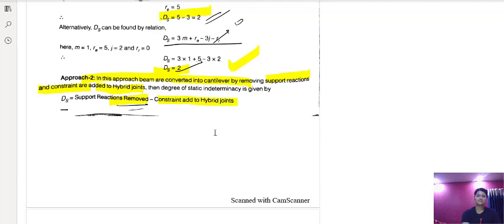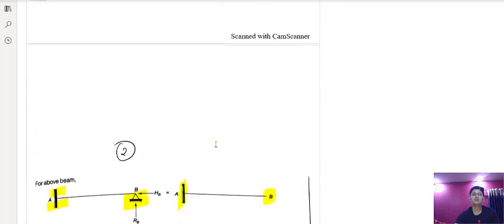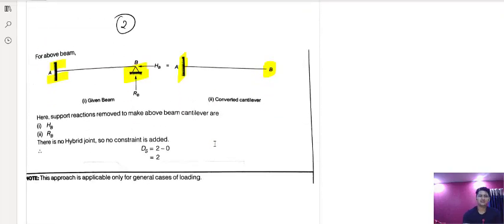joints. Constraints added to hybrid joints means how many hybrid joints are there. In this beam there is no hybrid joint, meaning there is no internal hinge. That means the value will be zero. How many constraints will we add? Zero. So here the support reactions removed to make the beam a cantilever are HB and RB. There is no hybrid joint, so constraints added will be 0. The formula is ds equal to the number of reactions removed minus the constraints added. 2 minus 0, the value is 2. So by the second approach also you get the same value.